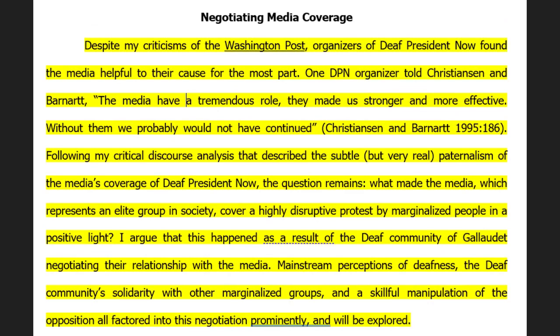Back to the paragraph. "Following my critical discourse analysis that described the subtle but very real paternalism of the media's coverage of Deaf President Now, the question remains, what made the media, which represents an elite group in society, cover a highly disruptive protest by marginalized people in a positive light? I argue that this happened as a result of the deaf community of Gallaudet negotiating their relationship with the media. Mainstream perceptions of deafness, the deaf community's solidarity with other marginalized groups, and a skillful manipulation of the opposition all factored into this negotiation prominently and will be explored."